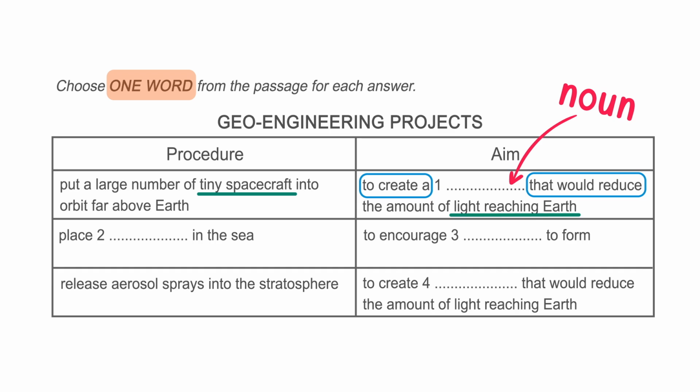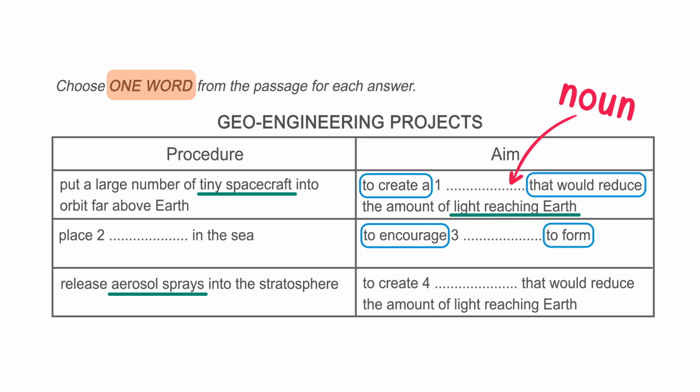For question number 2, we have place blank in the sea. So placing something in the sea, all right. To encourage, encourage is again our connecting word because it is before the blank here. To encourage something. Number three, to form, again, to form is our connecting word here. Now, question number four. Release aerosol sprays into the stratosphere. So we have two easy keywords here.